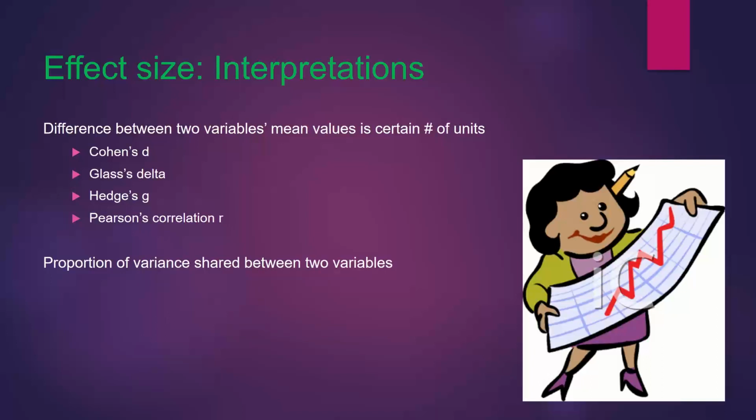There's another effect size metric reflecting the proportion of variance shared between two variables. R squared, eta squared, and partial eta squared, these effect sizes are all defined as a proportion of variance shared.